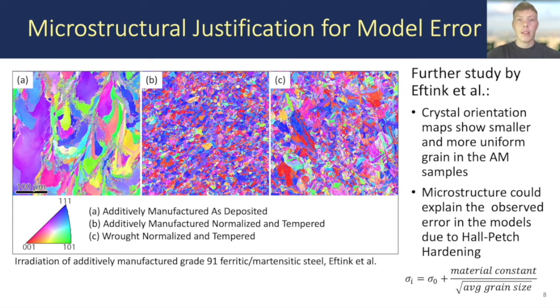A is the as-deposited additively manufactured microstructure, and B and C are the additively manufactured and wrought samples, respectively, that were normalized and tempered to isolate the ferritic phase. We hope to see that the heat treatment was able to create equivalent microstructures from the two manufacturing processes, but we notice significant differences. In B, we can see small uniform grains and no obvious structure remaining from A. In C, though, there are much larger grains and more obvious ferrite lath from the conversion from austenite.